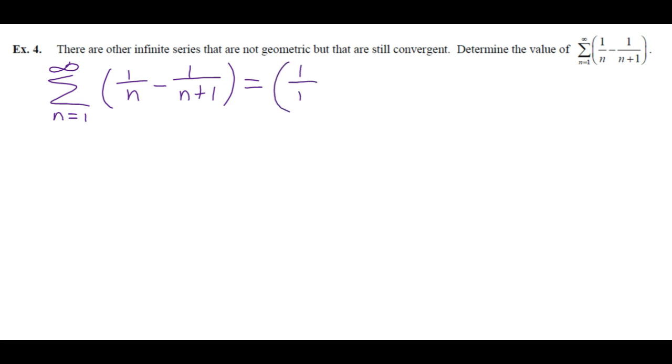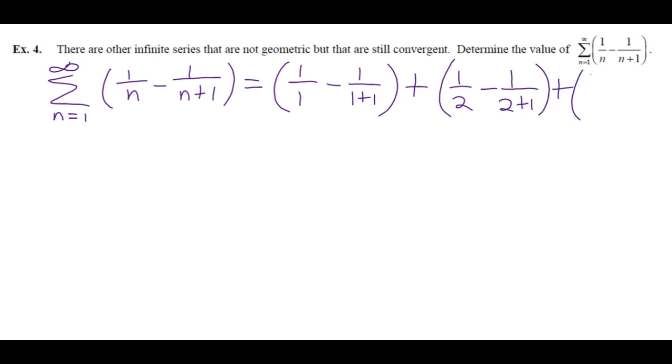1. So 1 over 1 minus 1 over 1 plus 1, plus, next value we put in for n? 2. 1 over 2 minus 1 over 2 plus 1. Next value? Did it change? Yeah, it's different. And so on.